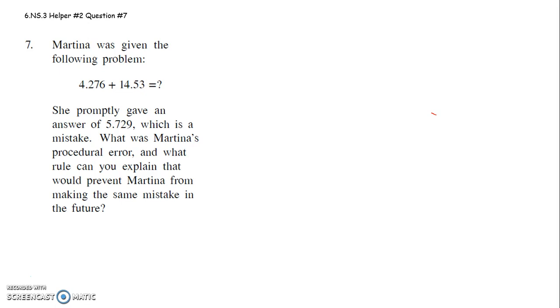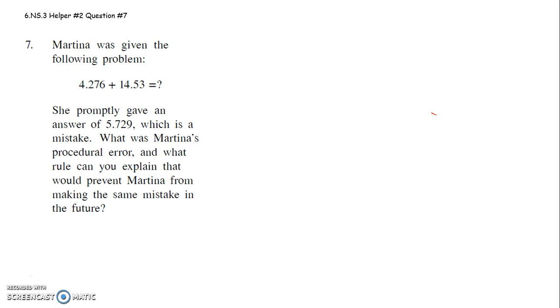Oh yes, that wouldn't make any sense, everybody. 4 and 14 gets us to somewhere near 18, which was a mistake. What was Martina's procedural error? What rule can you explain that would prevent Martina from making the same mistake in the future?